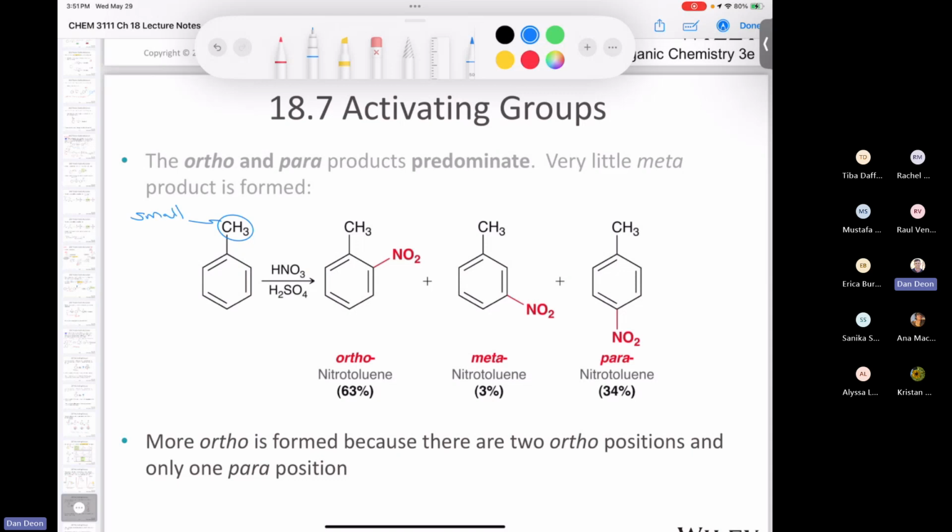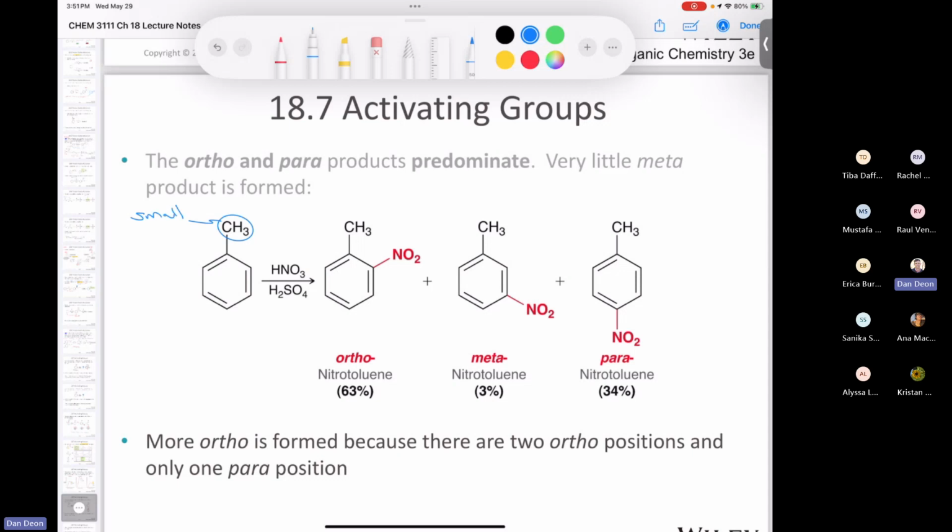Since the methyl group in toluene is so small, that is why you get more nitration occurring at the ortho position than the para position. There's two ortho positions and there's only one para position. So you might think it's in terms of the number of positions there are. Like there's twice as many ortho positions as there are para, so I should get twice as much. It's actually not because of that. It's because of the size of the methyl group.